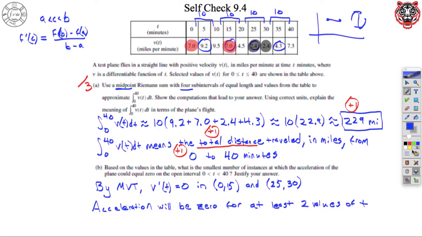All right, so how to score yourself. This is out of 2 points for part B. And where do the points come from? So you need the 2 instances. So if you have these 2 intervals, give yourself +1. And if you have your explanation, so you have to have mean value theorem, and you have to say there are 2 values, give yourself another +1.